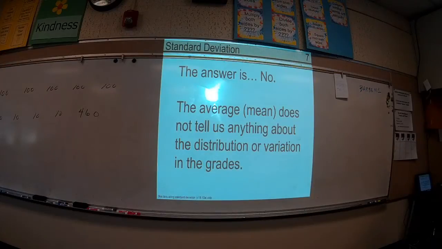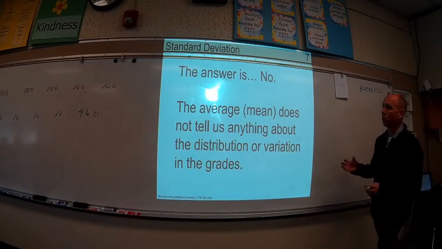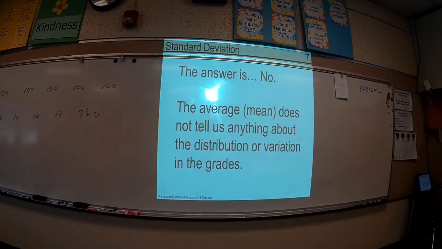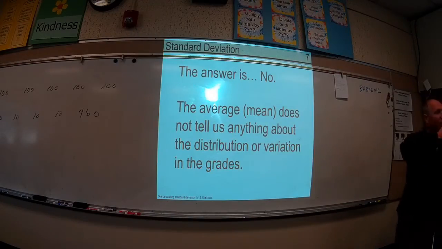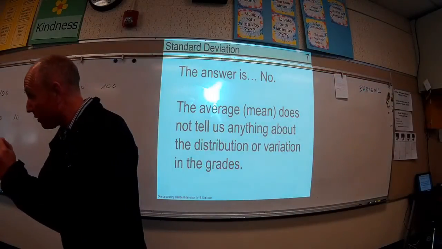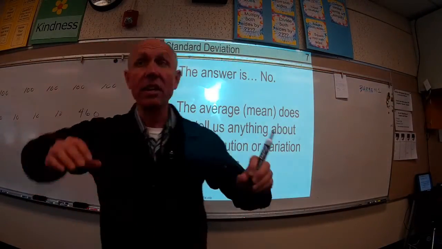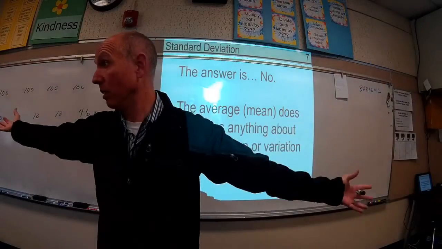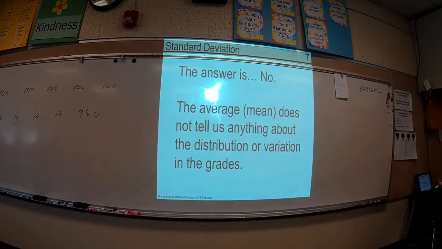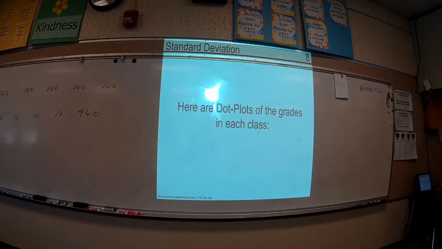The average does not tell us anything about the distribution or variation in the grades. Distribution meaning it doesn't tell us how the grades are spread out. Maybe one class, everybody got an 81.5. And maybe the other class, either you did excellent or you failed. Yeah? So the mean or average doesn't tell us that much.